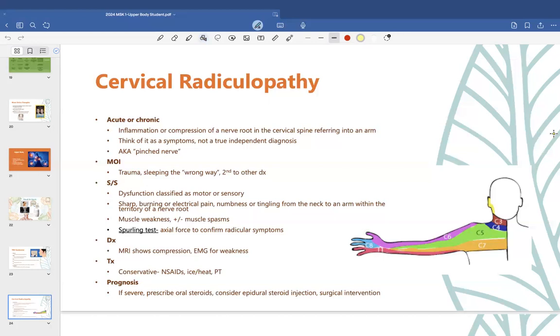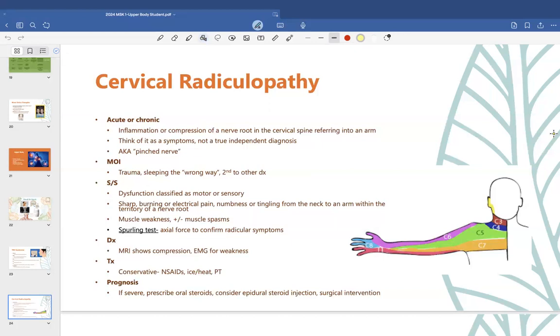It's like a palsy where you're not getting the motor function. And then if this is severe, you can get oral steroids. You can do steroid injections or, again, surgical intervention. That's more rare. Most of this you can treat conservatively.